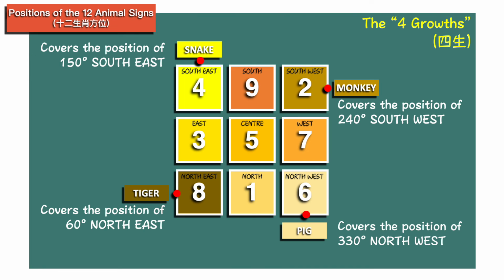Next are the 4 growth animal signs. The snake covers the position of 150 degrees southeast. The monkey covers the position of 240 degrees southwest. The pig covers the position of 330 degrees northwest, and the tiger covers the position of 60 degrees northeast.